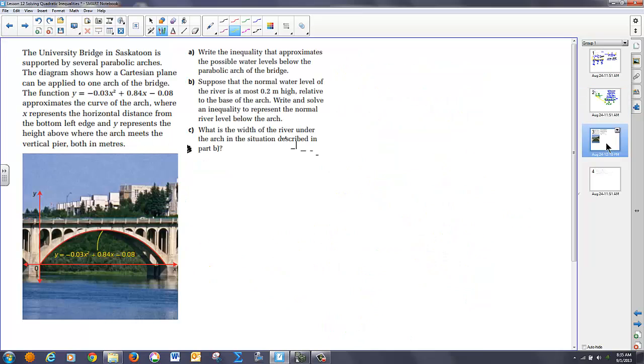Wouldn't be a lesson without a word problem. So here's a word problem. Why don't you pause this, take a minute to read it, and then we'll go through it. So you'll notice that in this case, we have a set of axes here.